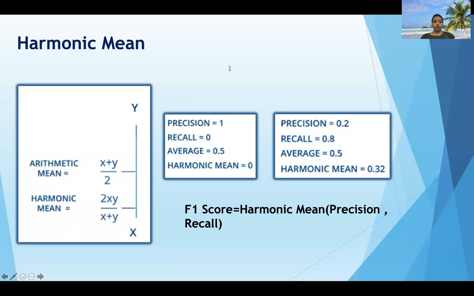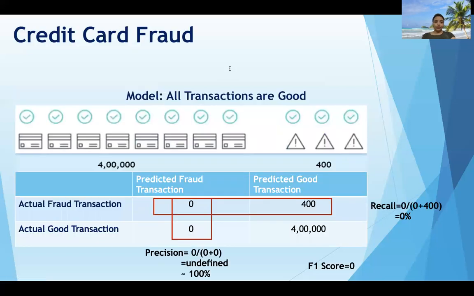Now if we calculate the F1 score for the credit card example, we get an F1 score equal to 0. So you have learned about precision, recall, and F1 score in this session.